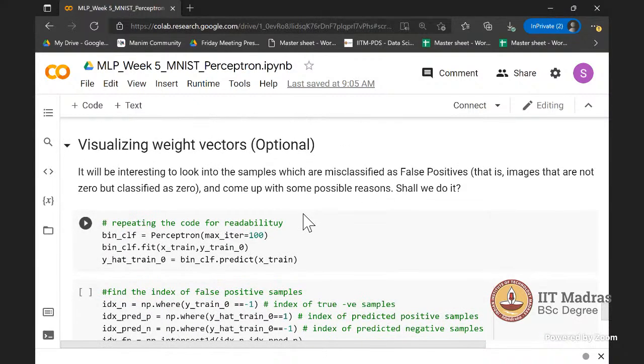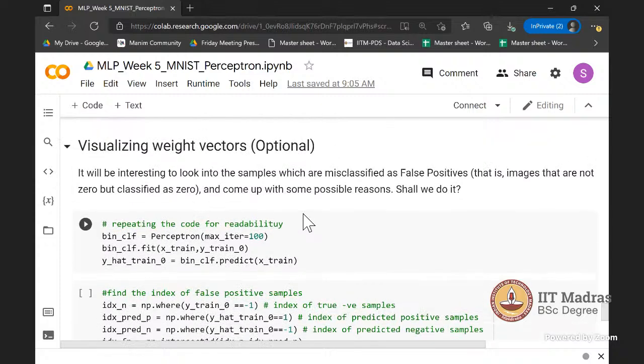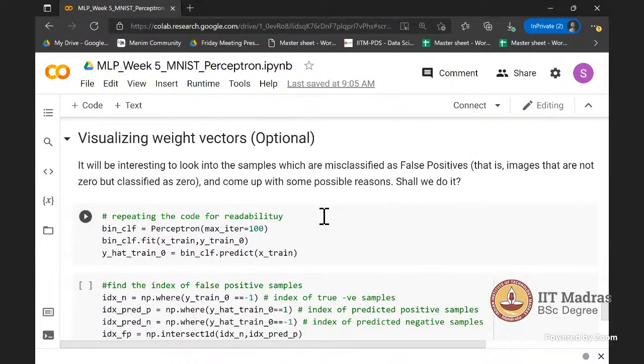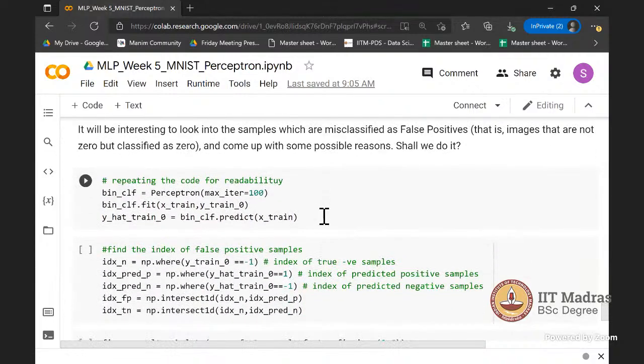And the last thing that we are going to say is, so now we have this weight vector for a particular class, or all the classes for multi-class setup. What actually does it look like? What does it do internally?